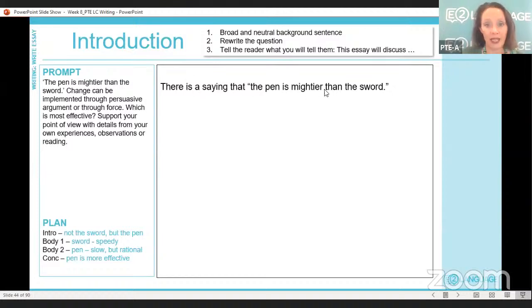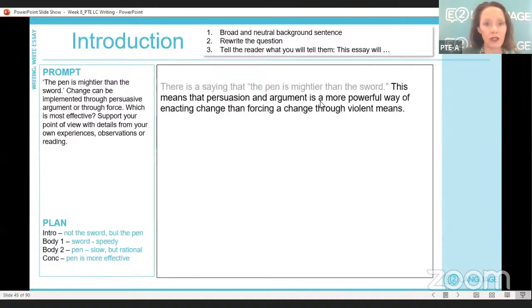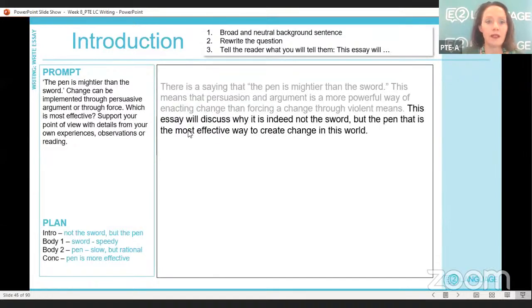There is a saying that the pen is mightier than the sword, my introduction. This means that persuasion and argument is a more powerful way of enacting change than forcing a change through violent means. This essay will discuss why it is indeed not the sword, but the pen that is the most effective way to create change in this world. So most effective.